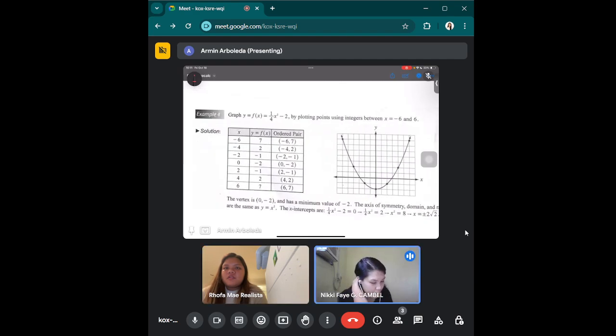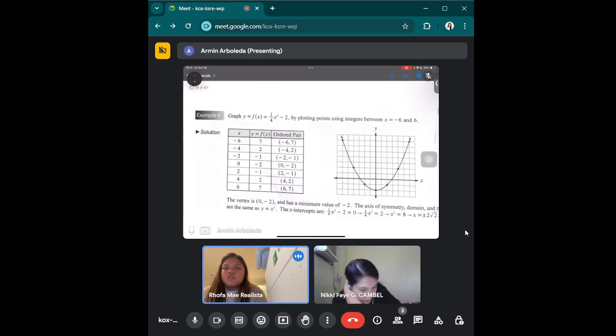So this time we also have y equals 1/4 x squared. Ano yung vertex natin dito? Let's look in the equation. 0 and 1? Ay, sorry. Hindi pala. 0 and -2. That's, I think, our vertex. Okay? What's our A? Yeah, it's 1/4. 1/4, right?